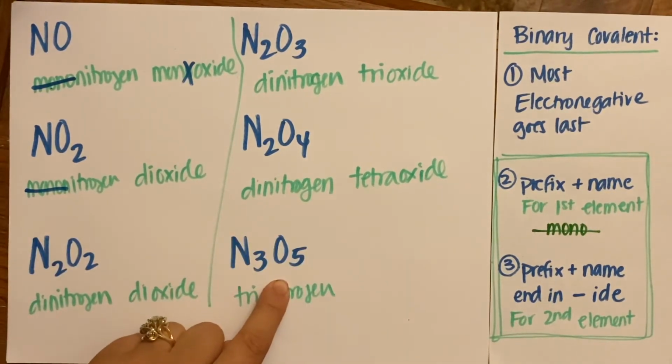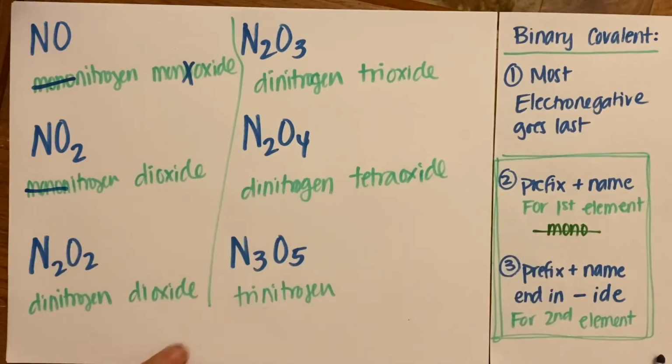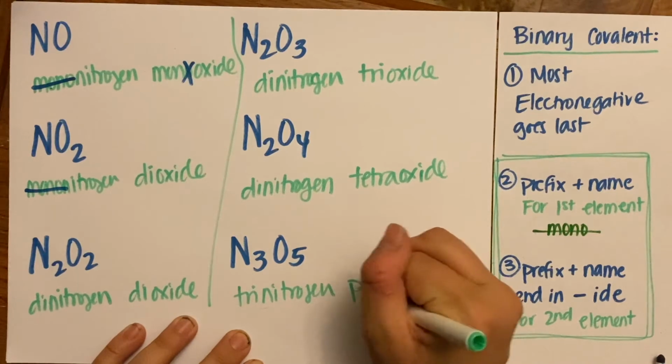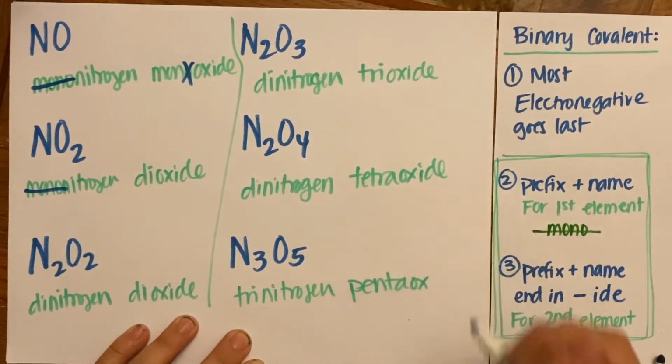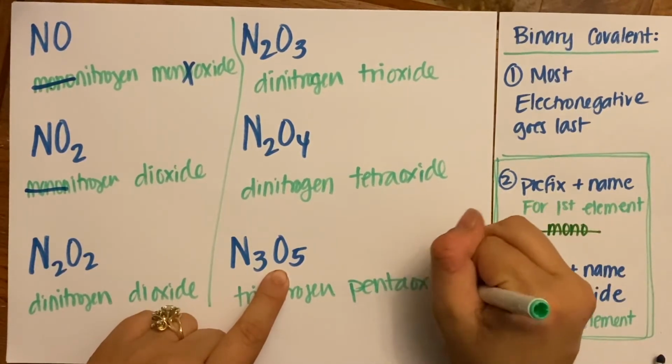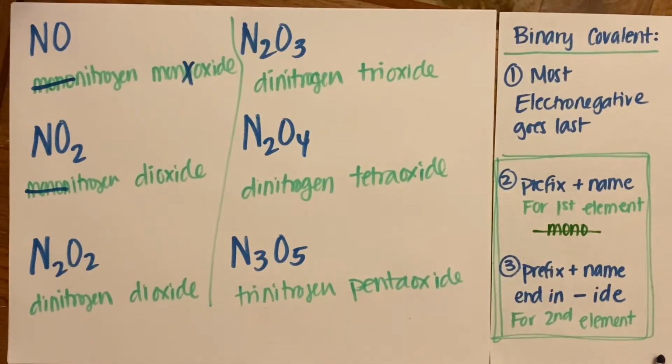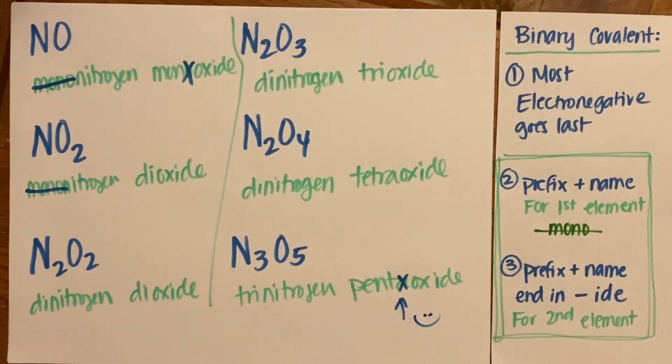Five is like a five-sided figure, right? The pentagon. Penta. Oxide. But again, this a-o looks stupid. So pentoxide. Okay, so it's just pentoxide per penta. I would never mark you off if you left in the a and said pentaoxide. Okay, you get the concept.